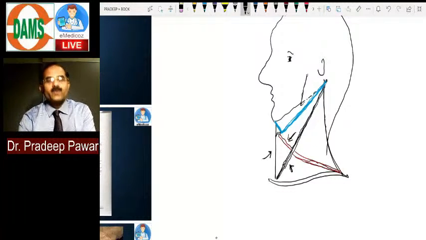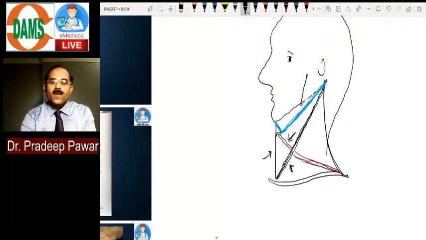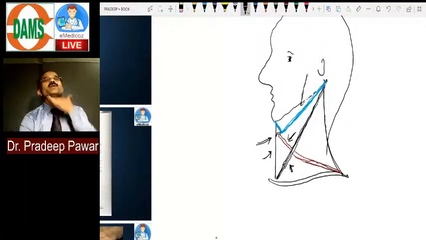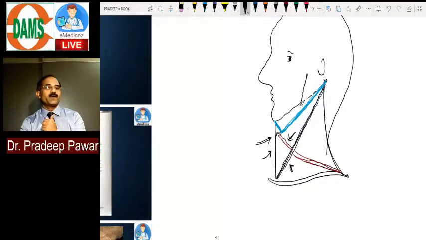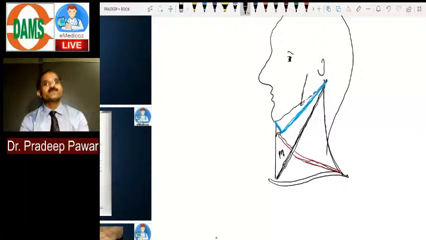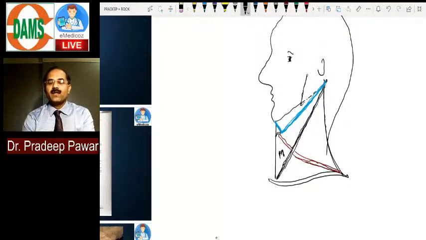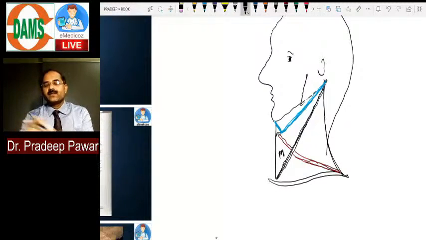In this triangle, we get only muscles, muscles and muscles. These muscles look like a belt, right? They are therefore known as the strap muscles. All these muscles are below the hyoid bone, so they are the infrahyoid muscles. This triangle contains only muscles, and is therefore known as the muscular triangle. Clear with the boundaries of the muscular triangle; the contents we'll see later.